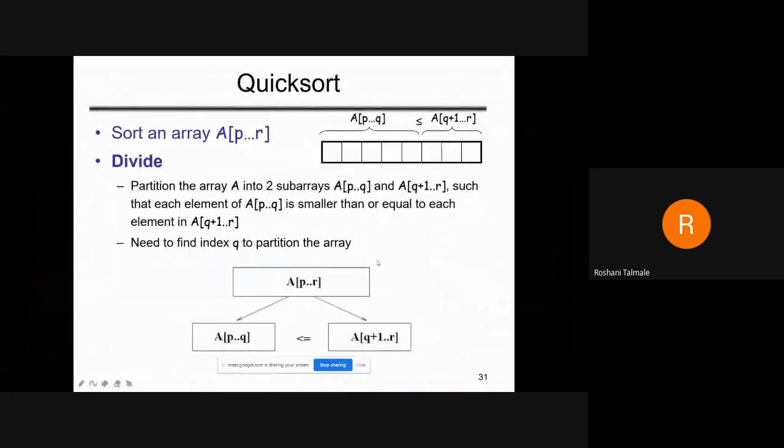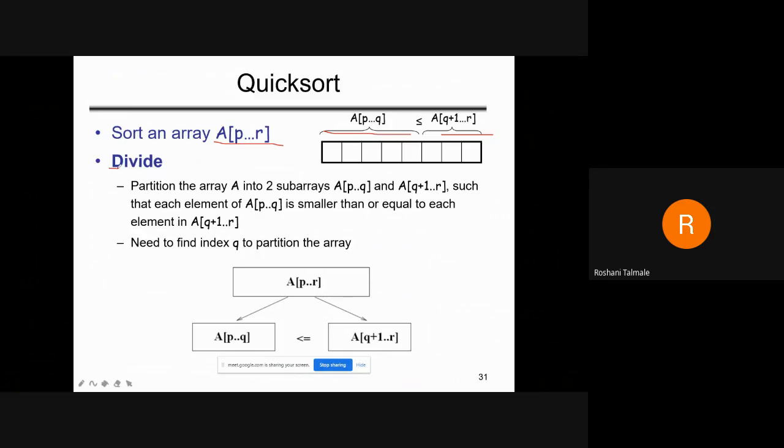So another method for sorting is quick sort. In the quick sort, this is a very easy method. In this case, again we have to divide the array into two sub arrays. First is A[p..q], A[q+1..r]. Sort an array, this is A[p..r]. And in this case one pivot element is considered. Pivot element means one reference element is considered in this case.